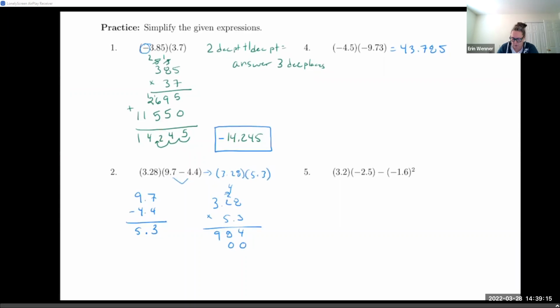3 times 8 is 24. So I put the 4 down and carried the 2. 3 times 2 is 6 plus 2 is 8, which is why I have an 8 written there. 3 times 3 is 9. So I put that down. I put a 0 and then I move to the next place.